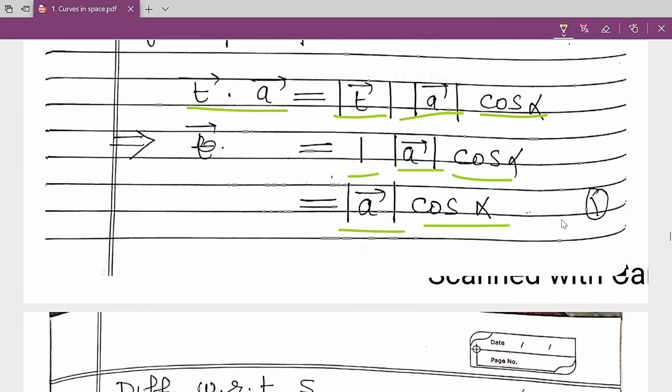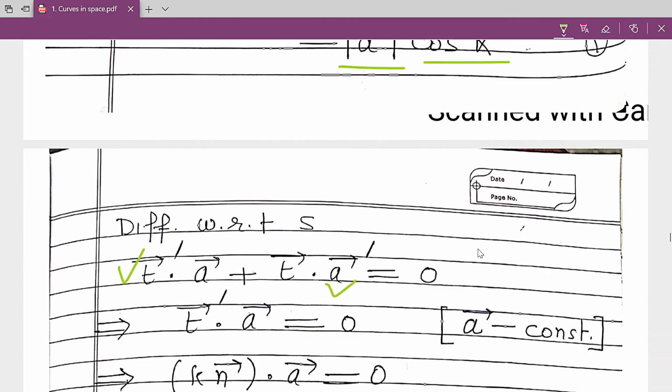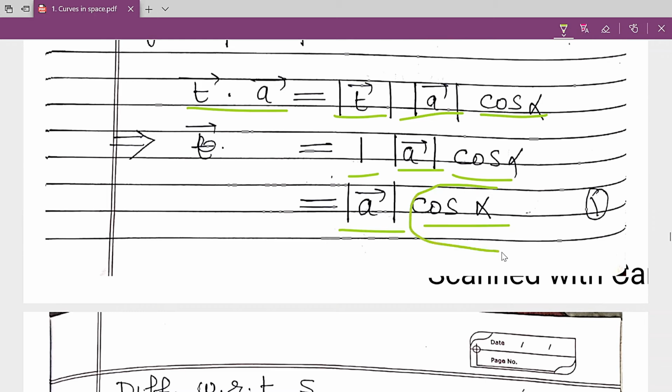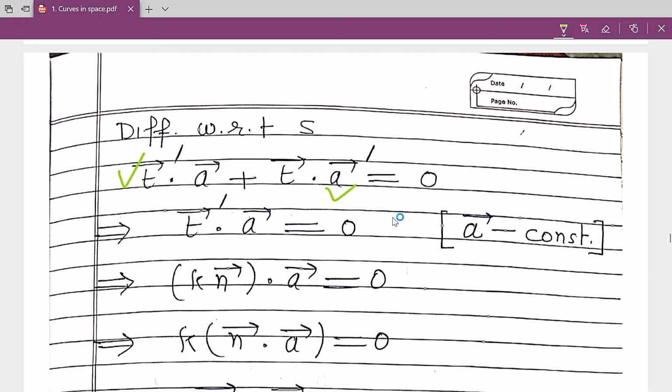Now differentiate this with respect to s. We get T dash dot A plus T dot A dash, and this is equal to 0. Why 0? Because the right-hand term is constant, and the derivative of a constant is 0. Also A dash is 0, because A is a constant vector. So what we get is T dash dot A equals 0.